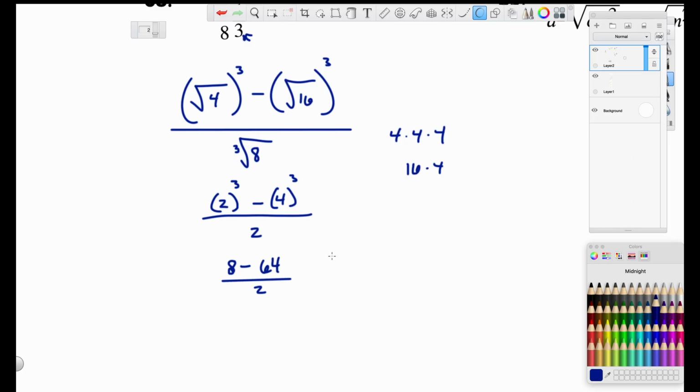Divided by 2. So 8 minus 64 is negative 56. Divided by 2. Half of 56 is 28, so it means it's negative 28. And I'm going to box that in.